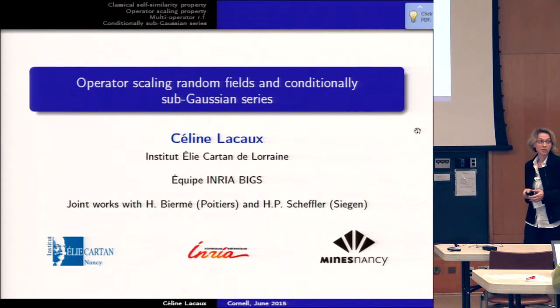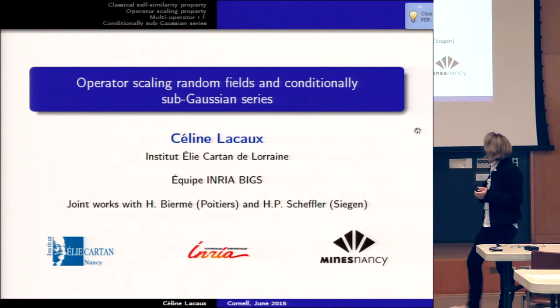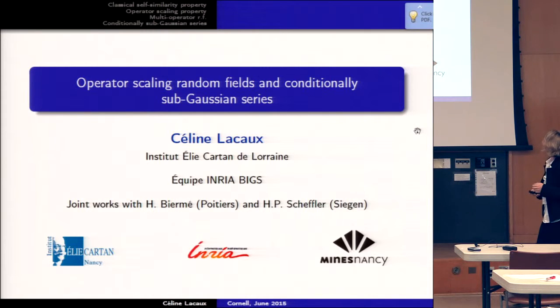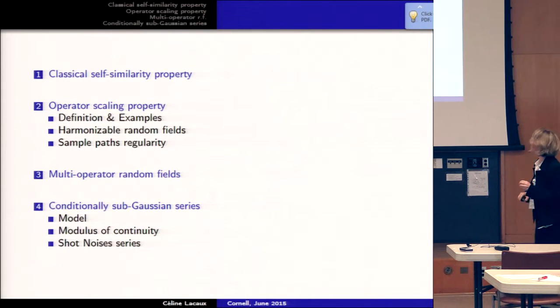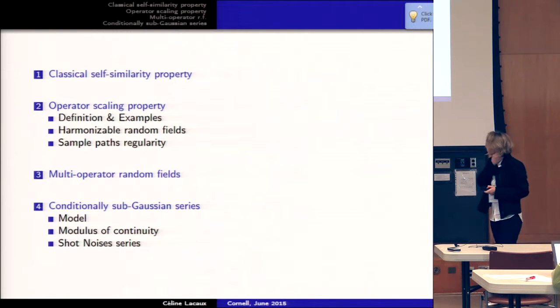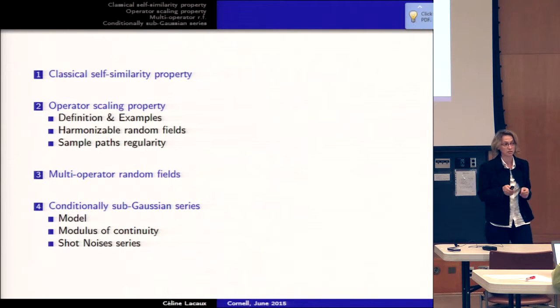An overview about operator scaling random fields, and I will conclude with a generalization of our work to study conditionally sub-Gaussian series. All of this is joint work with Hermine Biermé and, for one part, with Hans-Peter Scheffler. I begin with the classical self-similarity property, then I will present the operator scaling one, then a generalization to have some multiple operators, if I can say, and I will conclude with the conditionally sub-Gaussian series.